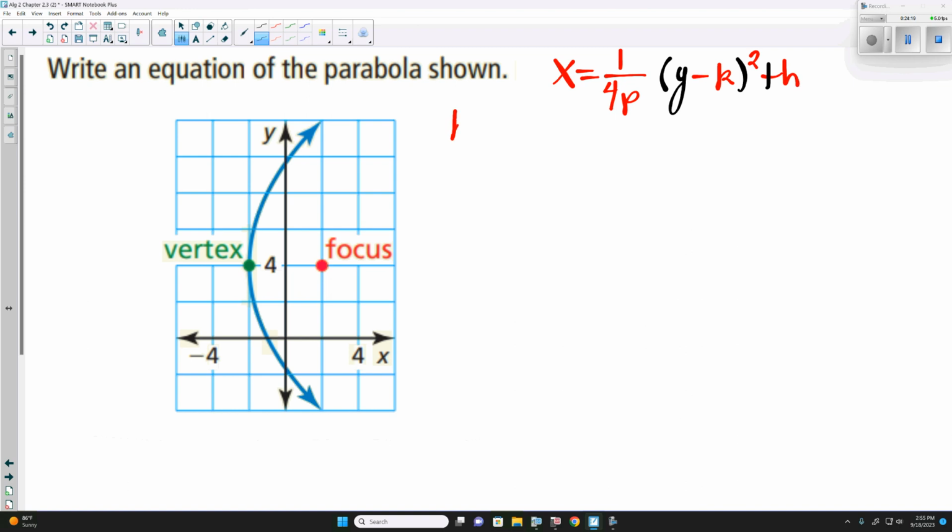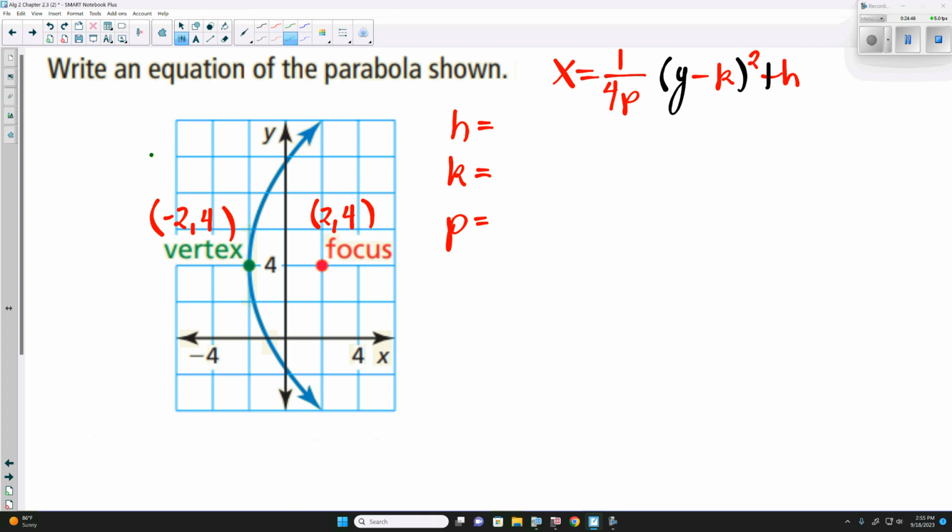Now again, just like the last one, we need the values of h, k, and p. Because once we get these three values, we can plug them into the formula and get our solution. Now they gave us 2 points, the vertex and the focus. And our vertex is -2, 4. Our focus is the point 2, 4.